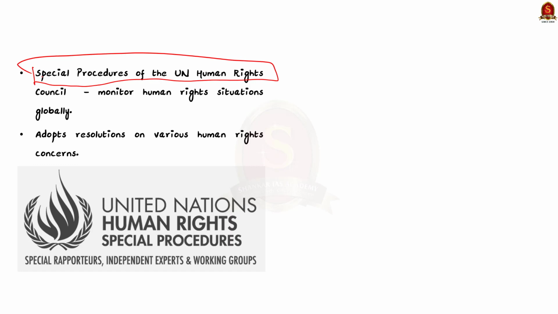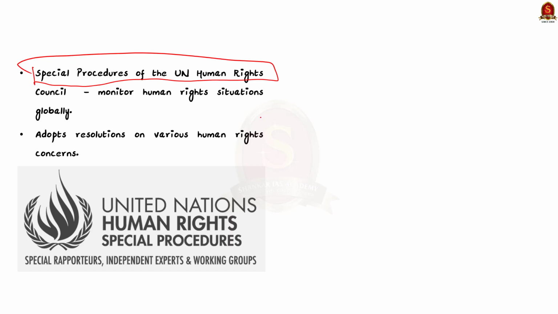Special procedures are independent human rights experts with a mandate to report and advise on specific issues or countries. In other words, they conduct country visits, issue reports, respond to complaints of human rights violations and provide recommendations to the government and other stakeholders.